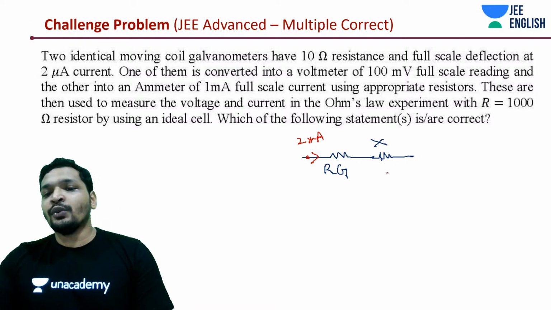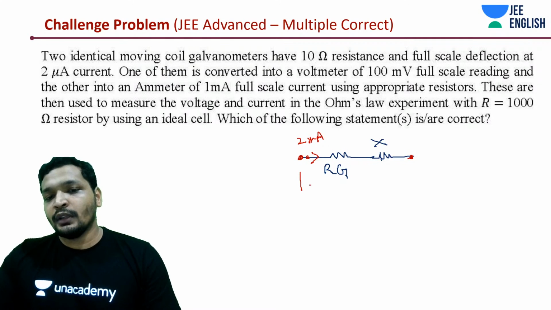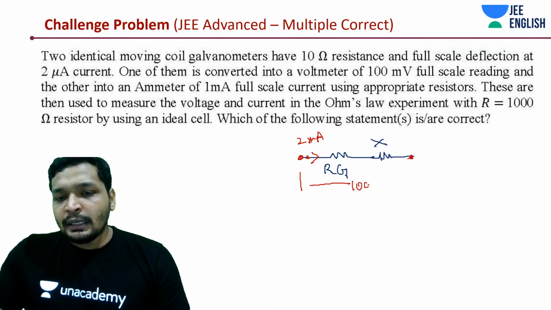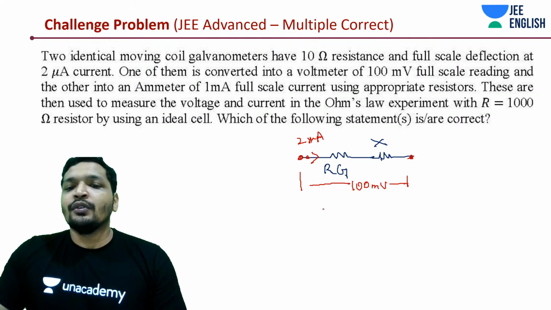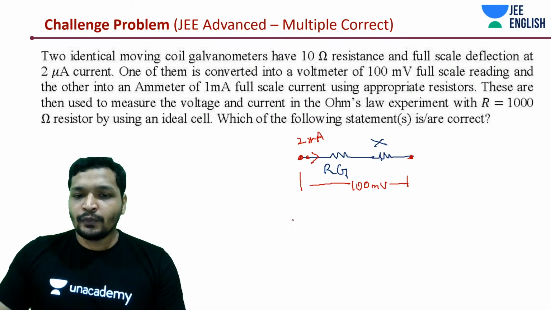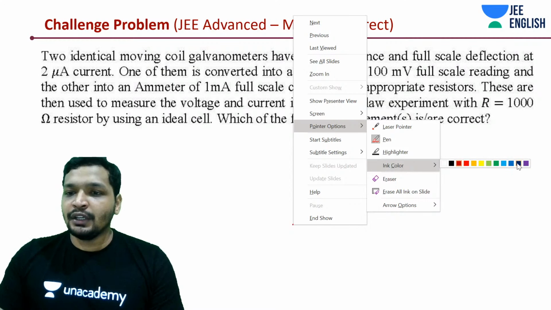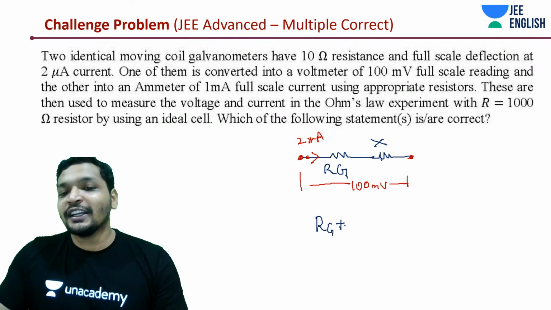But now, since you have a large resistance, the potential drop across it can be greater than earlier, which is going to be 100 millivolts. That's it, guys. That's all you need to know. So basically we need to analyze the value of RG. It's going to be good news if you get a correct answer.